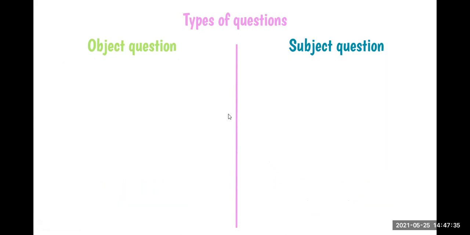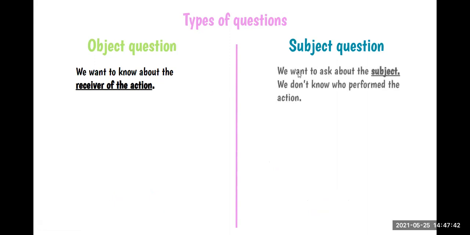Here we have the definition of these two. We want to know about the receiver of the action. And in these kinds of questions, we want to ask about the subject. We don't know who performed the action. So this is the difference between these two questions. We normally ask these kinds of questions, but today we're going to learn to ask these kinds of questions too.